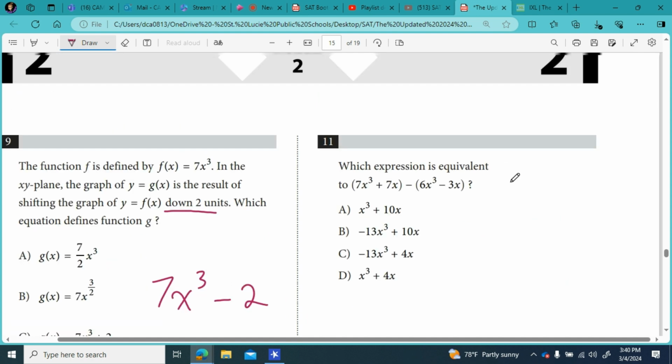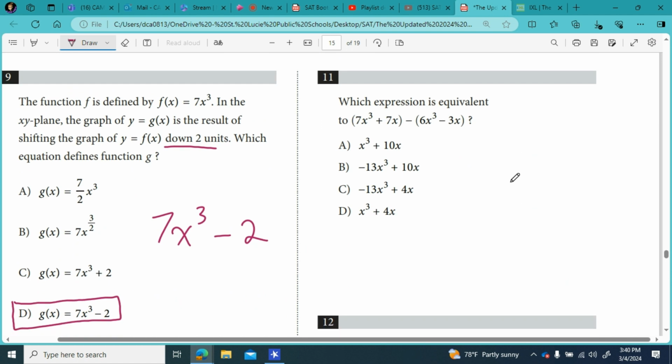And then moving on to question number 11, which expression is equivalent to 7x cubed plus 7x minus the difference of 6x cubed minus 3x? So you have a few different ways that you could go about solving this. I think it's probably easiest to just combine like terms.